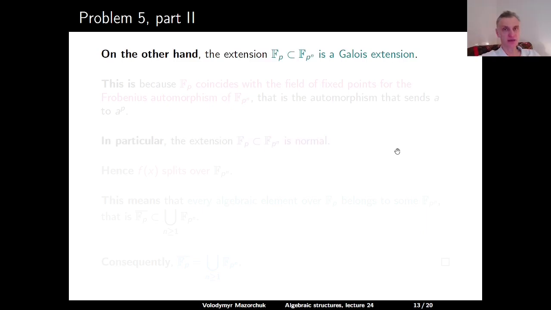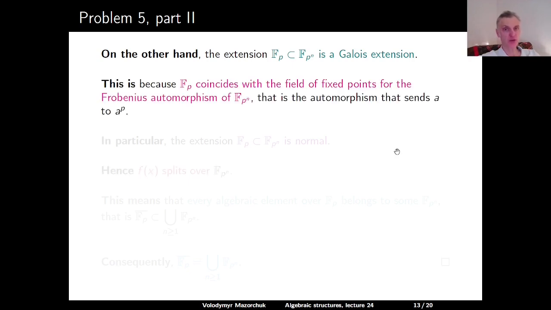On the other hand, the extension from F_p to F_{p^n} is a Galois extension. This is because F_p coincides with the field of fixed points for the Frobenius automorphism of F_{p^n}, the automorphism which sends an element a to the p-th power of a. That's a very particular automorphism which exists only in characteristic p.